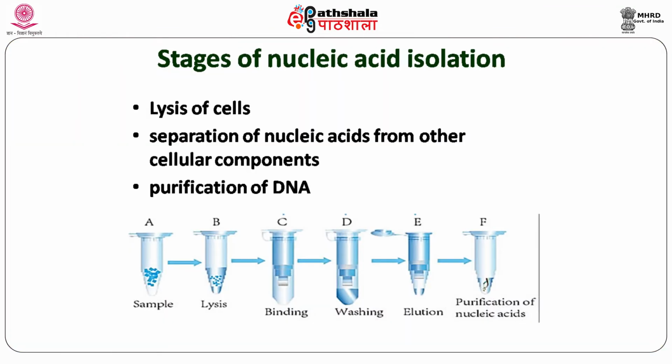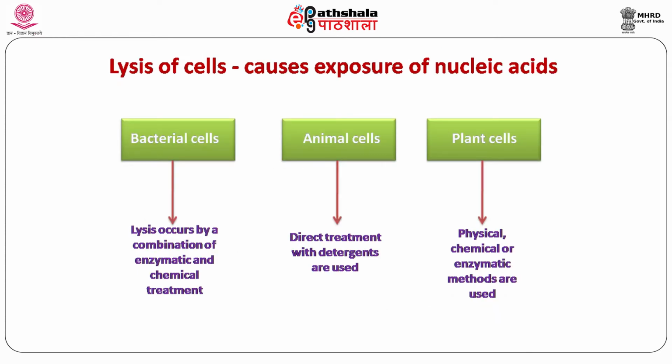Coming to the isolation and purification of nucleic acids, what are the different stages of isolation? The first step is lysis of cells. This exposes the nucleic acids. For bacterial cells, lysis occurs by a combination of enzymatic and chemical treatment. For animal cells, direct treatment with detergents is used. For plant cells, physical, chemical or enzymatic methods are used.